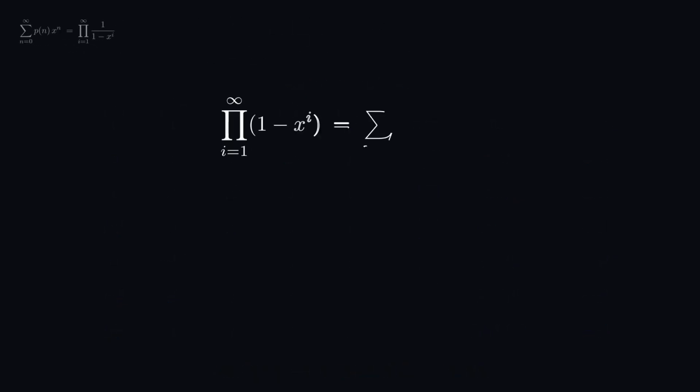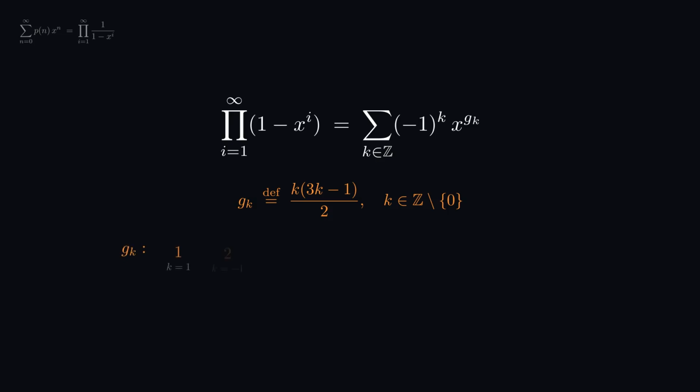Take the reciprocal. The left side becomes a product of 1 minus x to the i. Expand it and you get a sparse alternating series. The exponents are described by this formula. We will call them g sub k, pentagonal numbers.